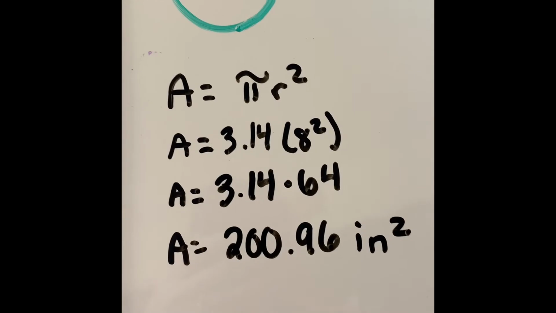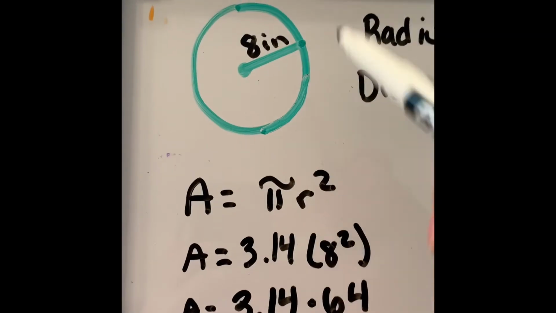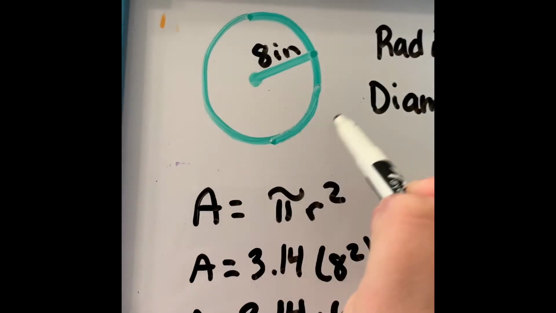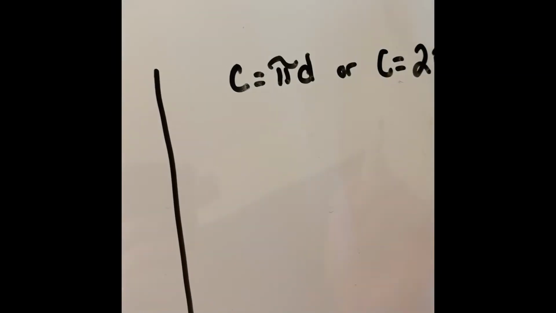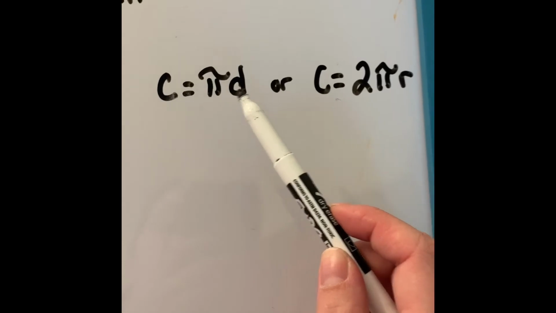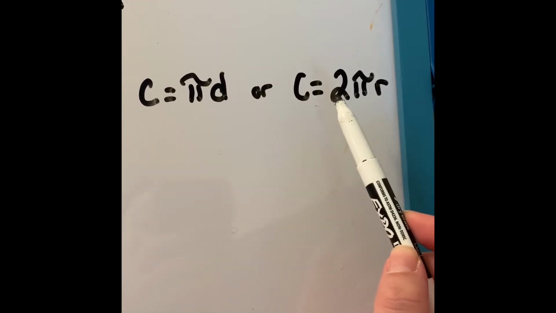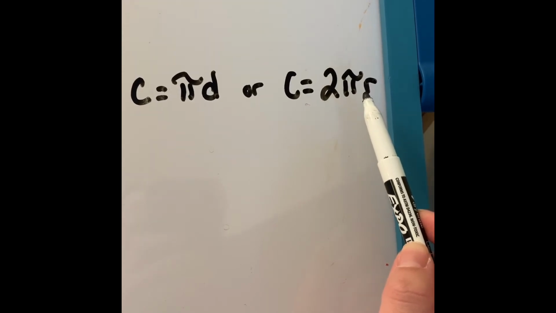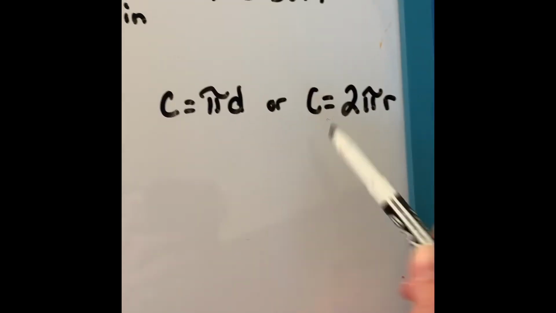Okay. Now we're going to focus on circumference. Now remember, circumference is around the circle. It's like perimeter. So I'm trying to find what it is around the circle. So we have two formulas for circumference. We have pi times diameter, or we have circumference equals 2 times pi times the radius. Remember, the radius is halfway across. That's why we multiply 2.